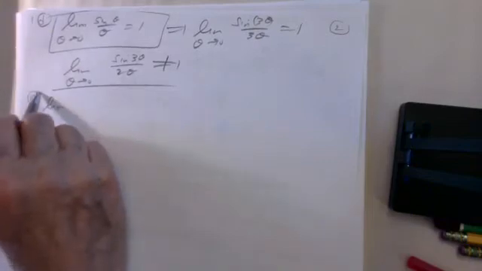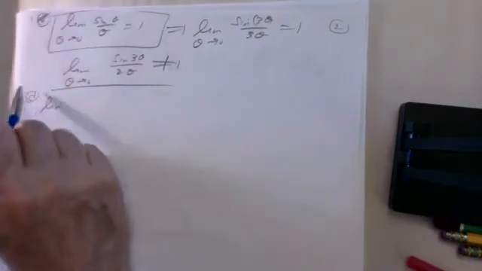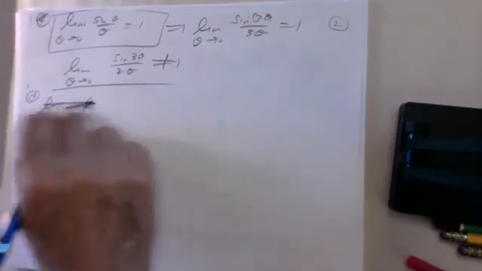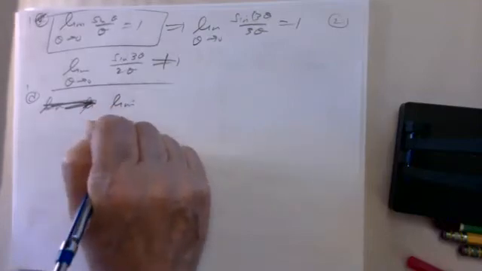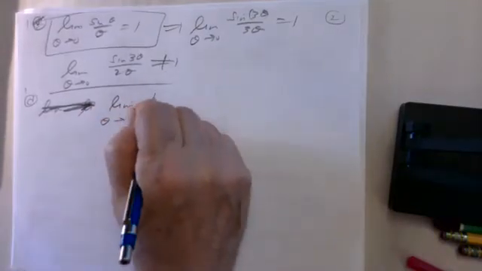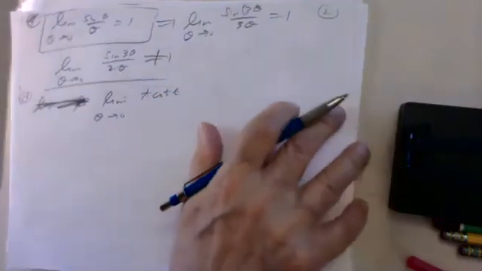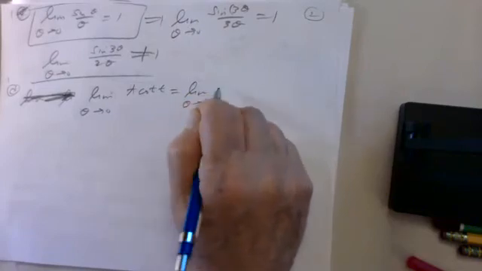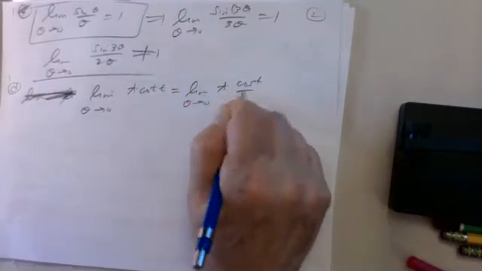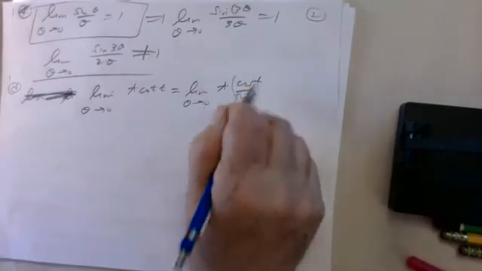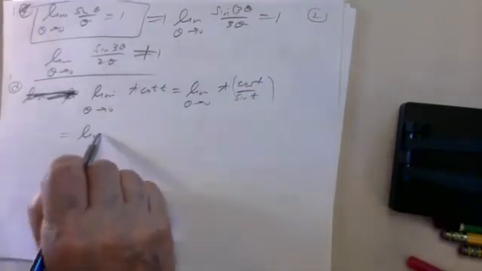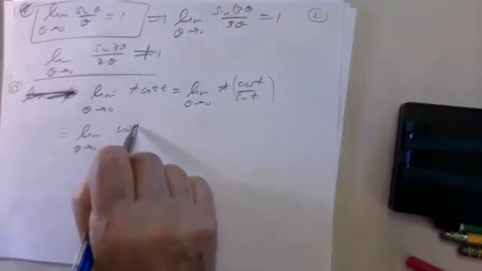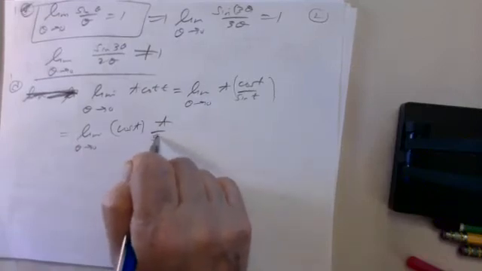Okay. And then D is the limit as theta goes to 0 of t times the cotangent of t. So you have to know what the cotangent is. The cotangent is the cosine over the sine, which if you rearrange it is the same as the cosine times t over sine t.